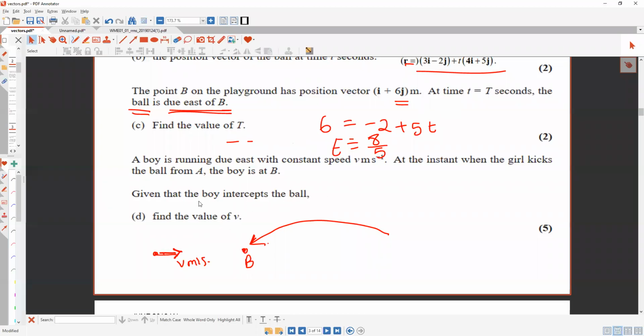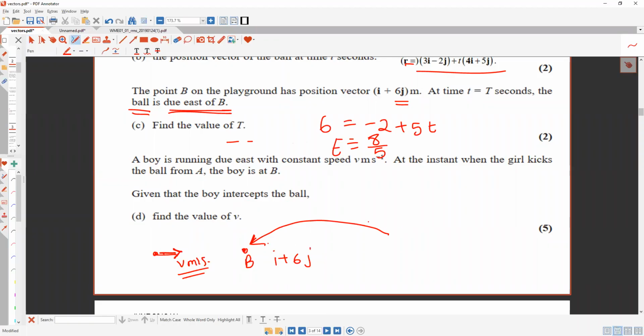Okay, given that the boy is intercepting, find the value of v. Now, what is the position vector of B? It is i plus 6j.